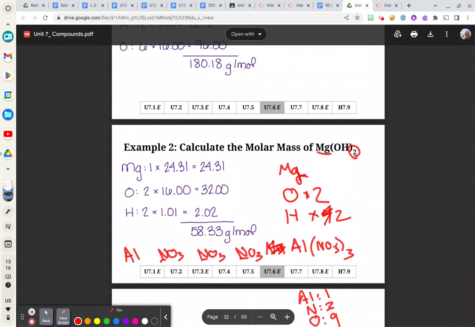All right, and again, you add things up, and again, make sure, especially with those oxygens, you keep the 2 decimal places. Respect the 0. Zeros are important, and then it needs to be grams per mole.